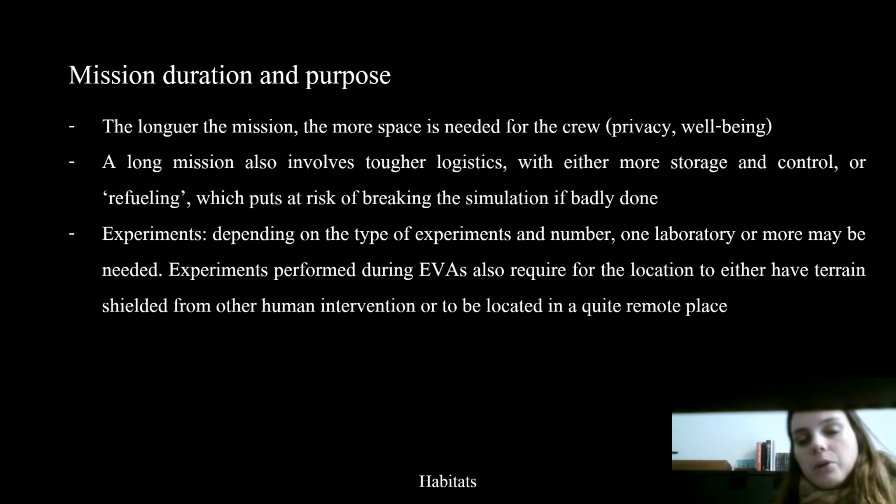Then the experiments. So as mentioned, it really depends on the type. If you have a lot of experiments, if you have chemical, biological experiments, you're going to need a lab. You're going to need something that's separate, just for hygiene and health reasons. Even if you were to just grow plants, depending on what kind of plants you have, if you want to protect the astronauts, you don't want to have the lab next to the kitchen, for example.